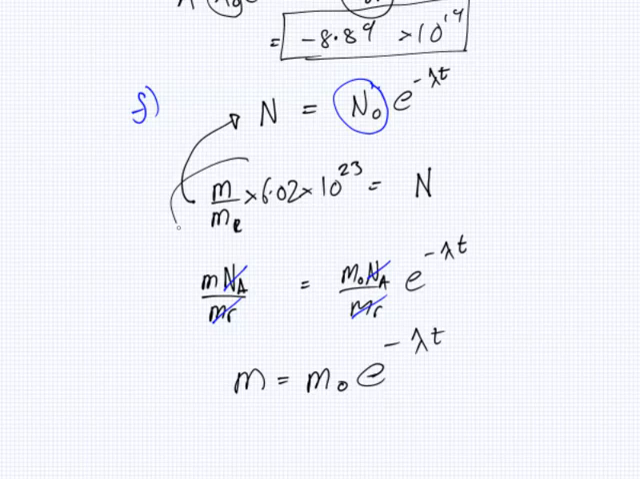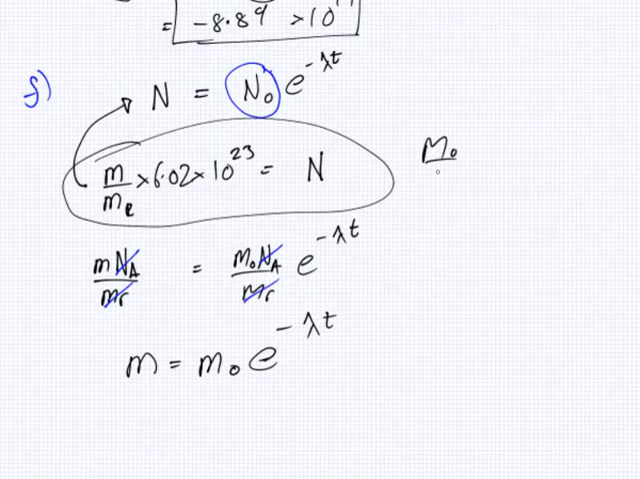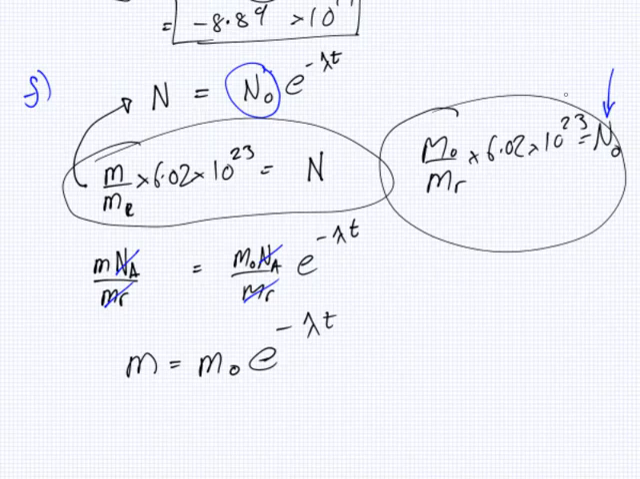Yeah, N equals N zero e to the minus lambda t. How do you get mass zero? What do you mean? I use this formula. So you can pair it off with this one. M zero over M times 6.02 times 10 to the 23 equals M zero.